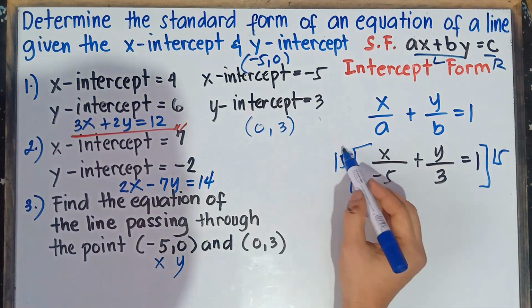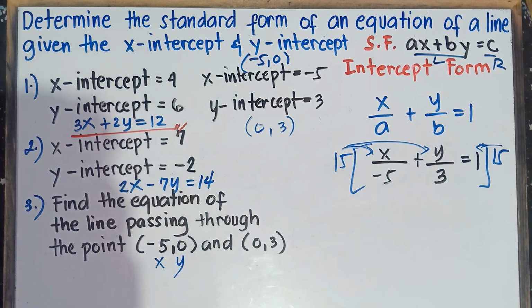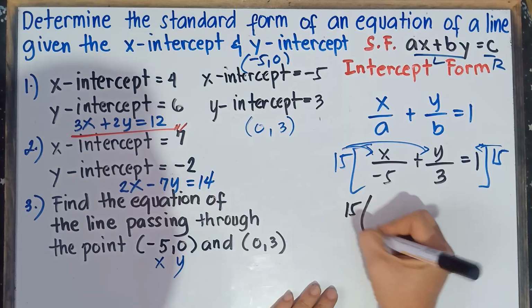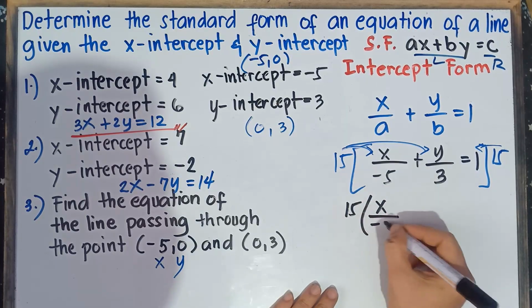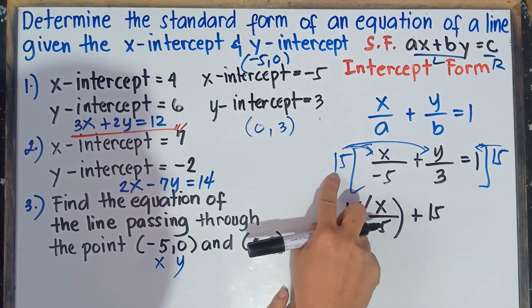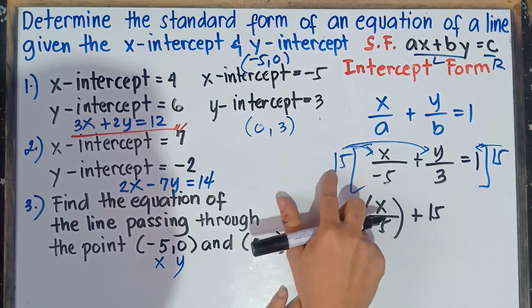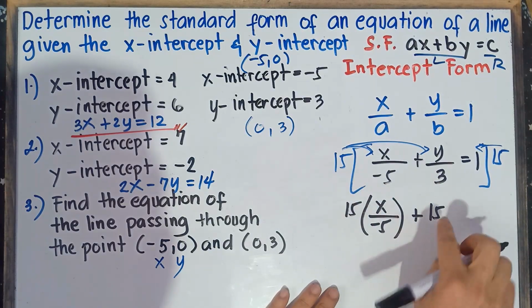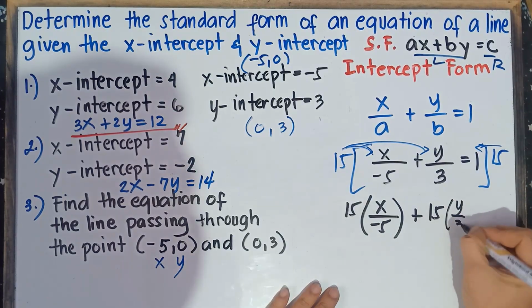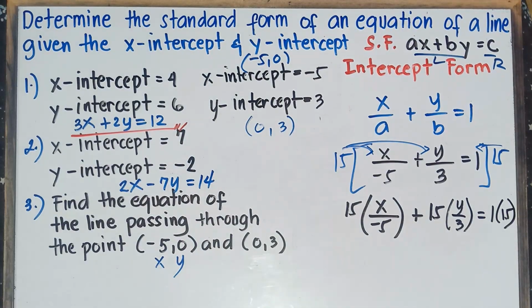And then simply apply the distributive property. You multiply this one and this one and then this one. So do it step by step. 15 multiplied by x over negative 5 plus 15. Do not forget 15. You apply the distributive property, class, because this is a binomial. We have two terms. So 15 times y over 3 equals 1 times 15.